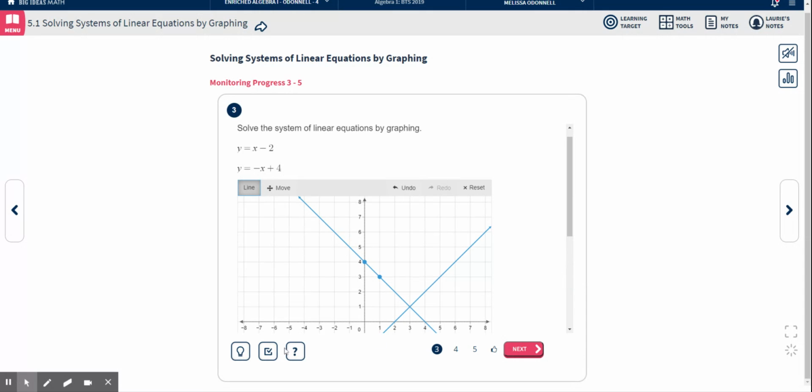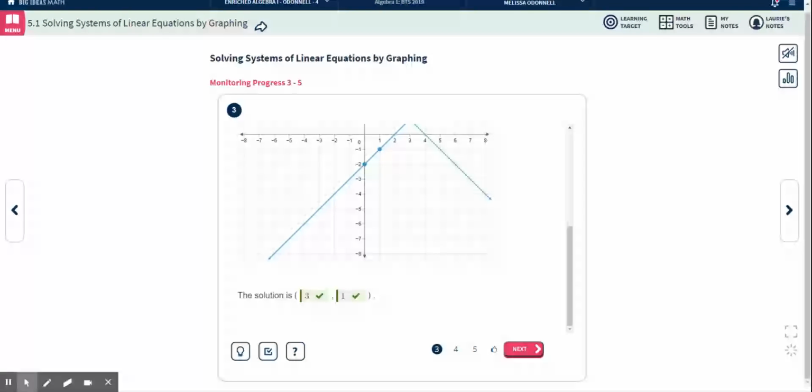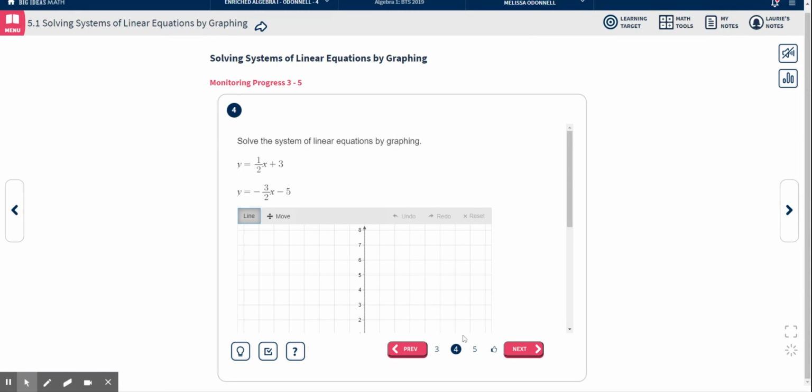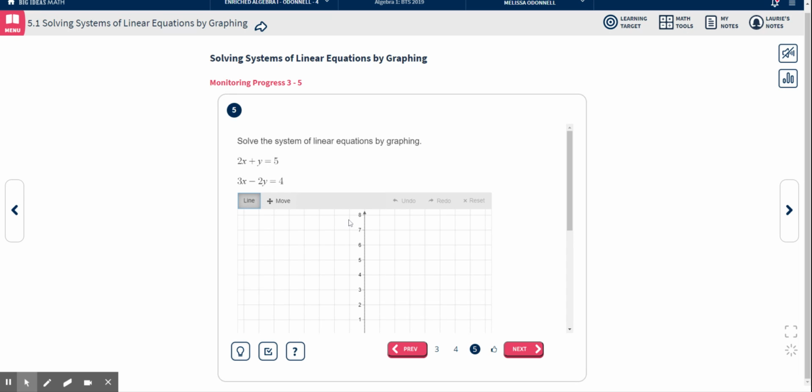Okay. We can check our work. What do you think? Let's see what the check button does. Oh, and it liked it. It liked my solution. Okay. Remember, question number 4 is in slope-intercept form. Question number 5, they're using standard form, right?